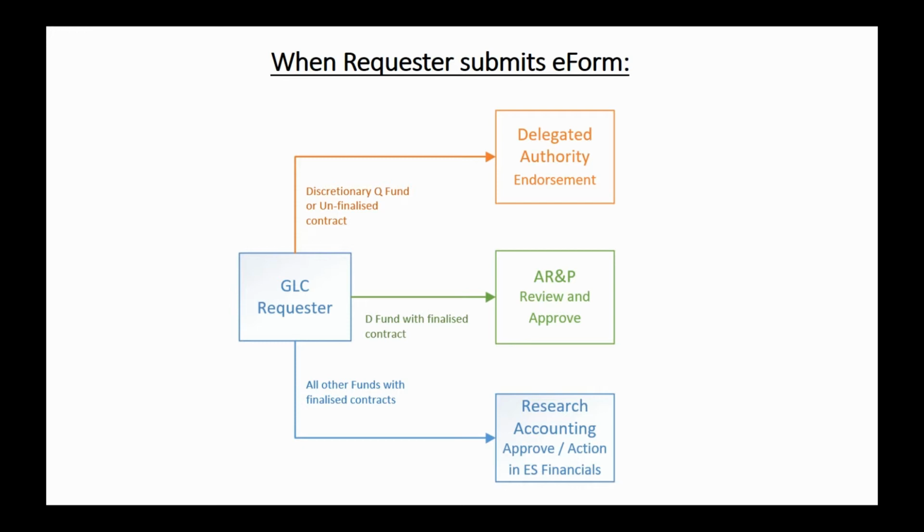When submitting the e-form, it may be sent to the following for approval. If the request is for a discretionary Q fund, or when the contract is not finalized for other funds, the form will be sent to the relevant delegated authority. If the request is for a D fund with a finalized contract, the form will be sent to Alumni Relations and Philanthropy. All other requests will be sent to Research Accounting.